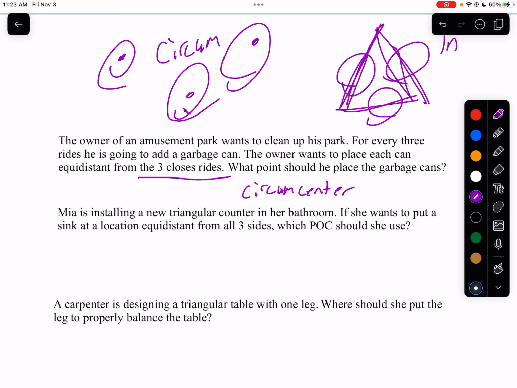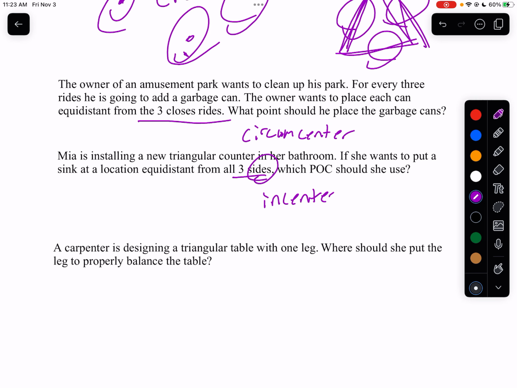Mia's installing a triangular counter. If she wants to put the sink at a location equidistant from all 3 sides, where should she put it? Well, they said the word sides. So that is the incenter. And then a carpenter's designing a triangular table with 1 leg. Where should she put the leg to properly balance the table? That's the center of gravity. That's the centroid.